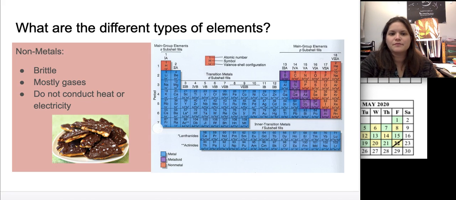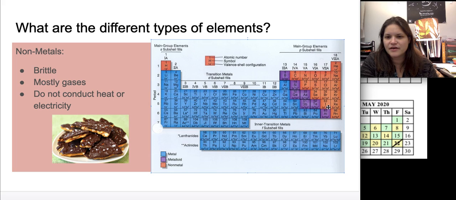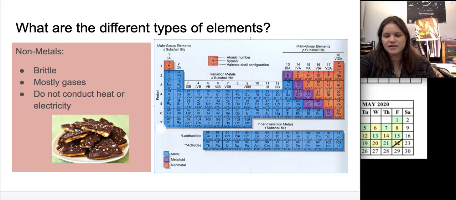Nonmetals are very brittle if they're in a solid form, like sulfur. The rest of them are very likely to be gases. Almost all of them are gases. Bromine and iodine are not. They're liquids. You can cool them down and make them into liquids, but mostly carbon, nitrogen, phosphorus, oxygen, fluorine, all of these noble gases, they're all going to be gases. And they, of course, don't conduct heat or electricity.